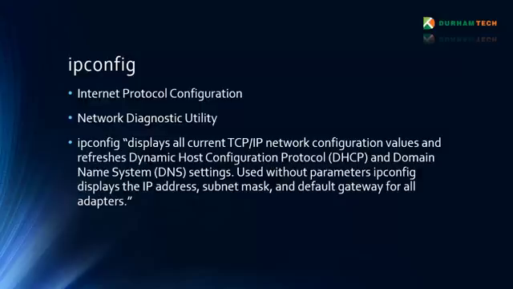According to Microsoft, the command IPCONFIG displays all current TCP/IP network configuration values and refreshes DHCP, or Dynamic Host Configuration Protocol, and DNS, or Domain Name System, settings. Used without parameters, IPCONFIG displays the IP address, the subnet mask, and the default gateway for all adapters. IPCONFIG is short for Internet Protocol Configuration, and it's the command you want to run if you want to see your basic and most important network configuration settings.